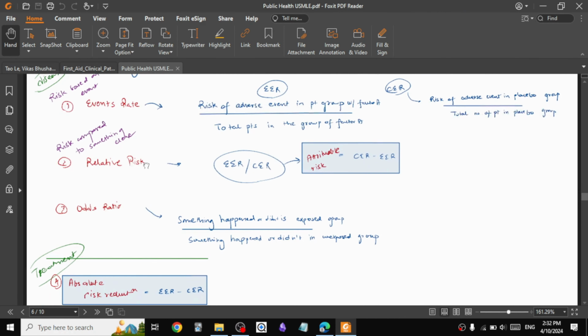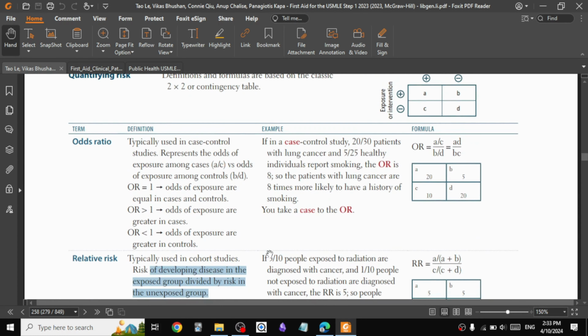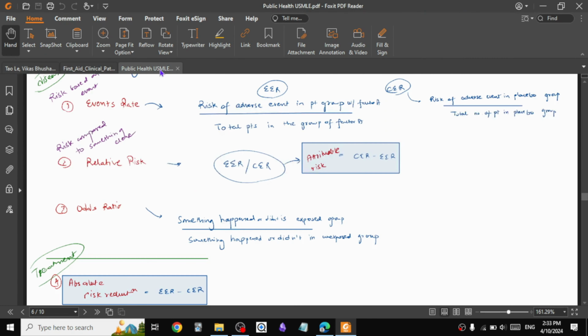Now the next thing was odds ratio. Okay, the odds ratio, the best way to understand is that something happened or didn't. So something happened or didn't happen in the exposed group divided by something happened or didn't happen in the unexposed group. Okay, now you come back here. So in this case, we're not just measuring the disease and intervention and stuff. We can measure anything, but we're comparing the two. And we're trying to get the proportion between exposed and unexposed.